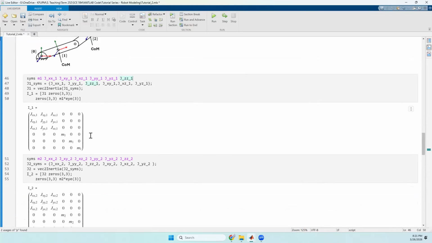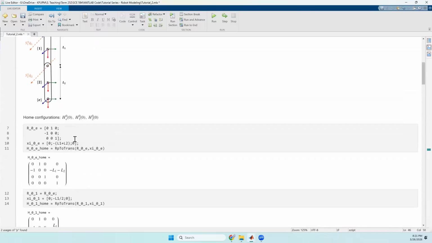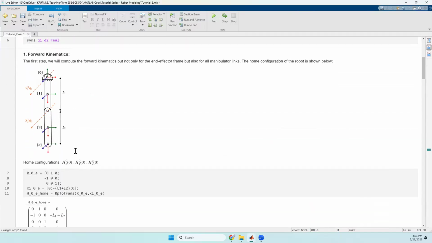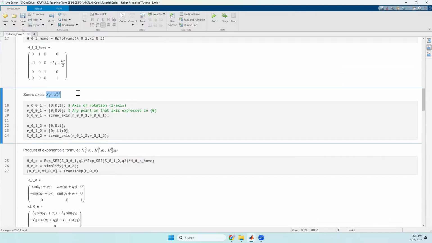So that's it. This is all of the information that we need to provide. Just to recall, we need to provide the home configurations of all of the links that we have, of all of the frames that we have. We need to provide the screw axis in the 0 frame.